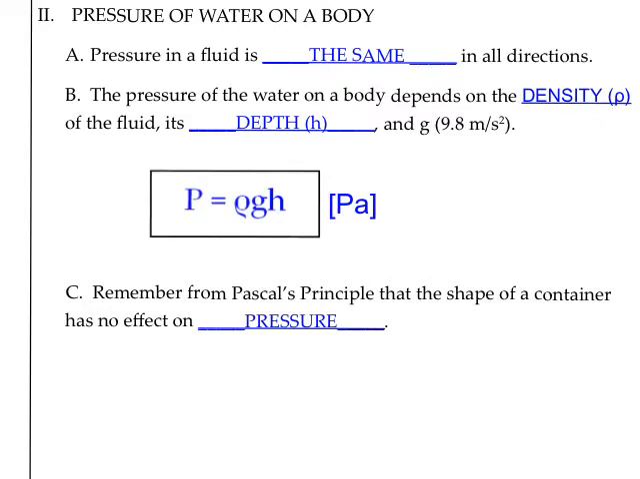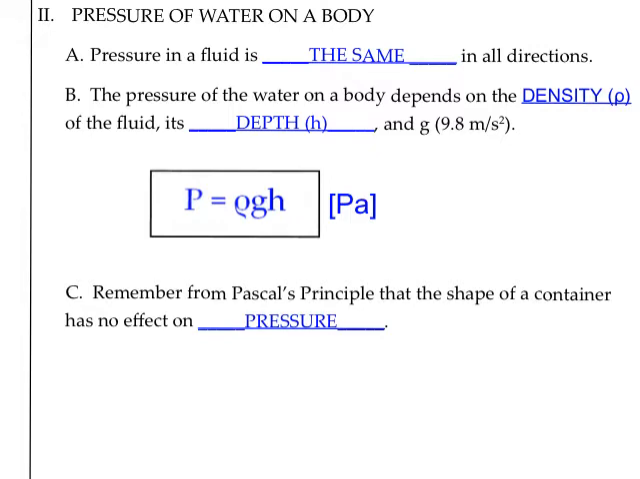Today, to finish up your notes for this chapter, we are going to talk a little bit more about pressure and buoyancy. To start out, I'm just going to use the pressure of water on a body, but realize that any fluid can use the same formula or concept. You'll simply be given a different density. So, letter A, pressure in a fluid is the same in all directions.